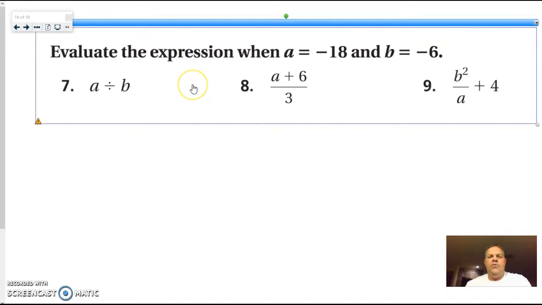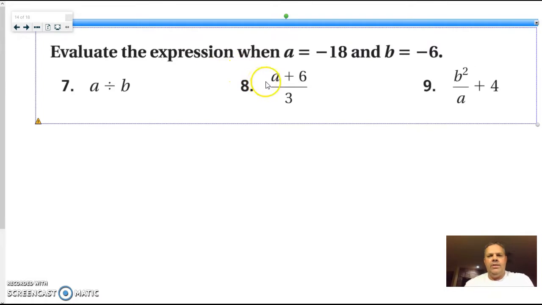Please try these 3 examples. Pause the video when you are done, start the video again, and I will tell you the answers. In the first example, I have to substitute in negative 18 divided by negative 6. Negative 18 divided by negative 6, the answer is 3.